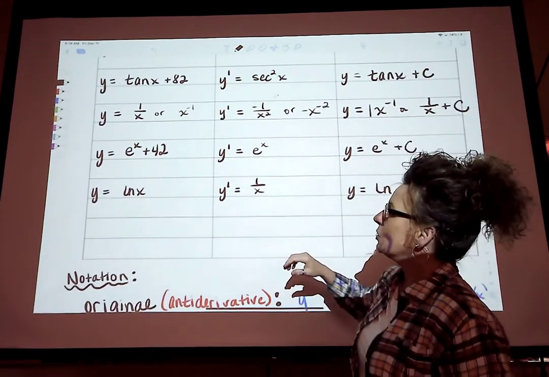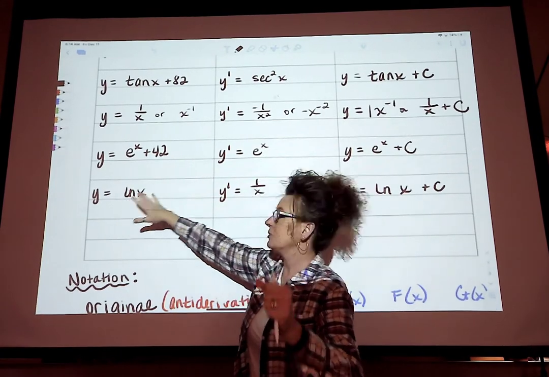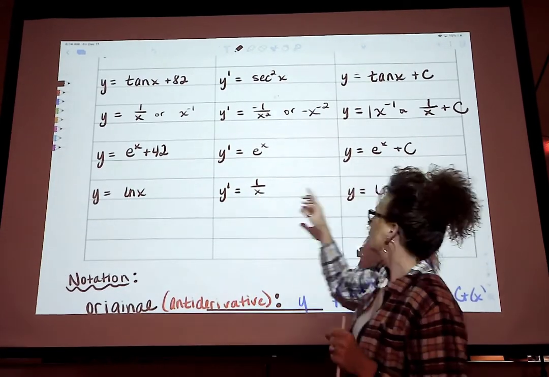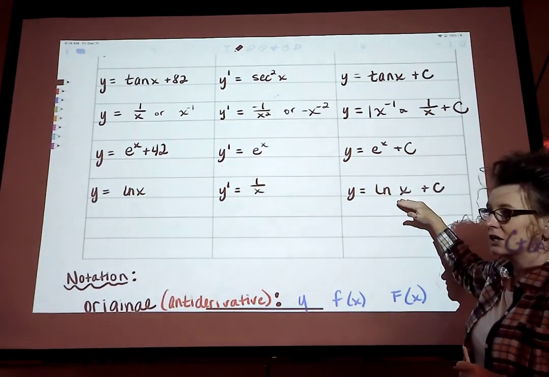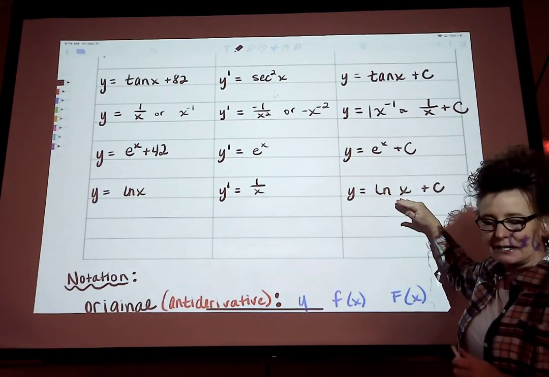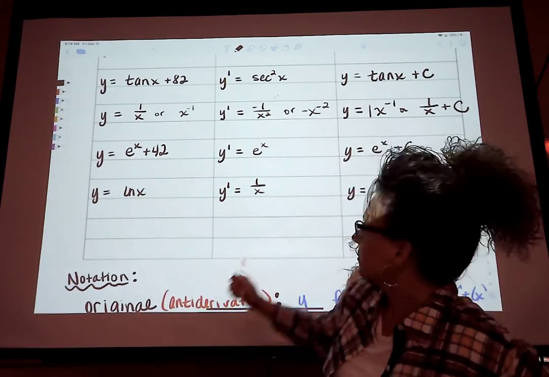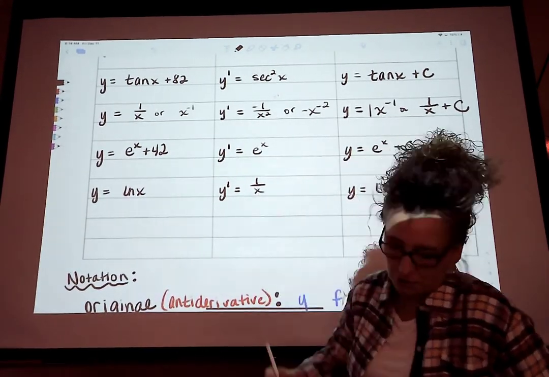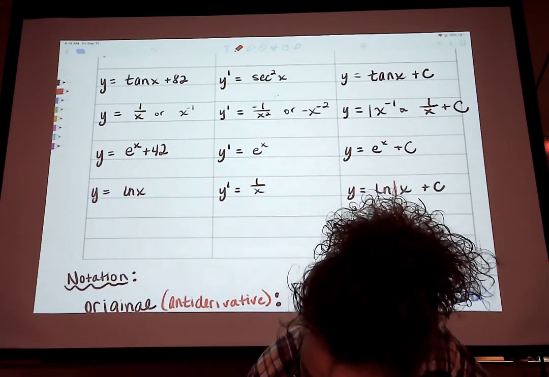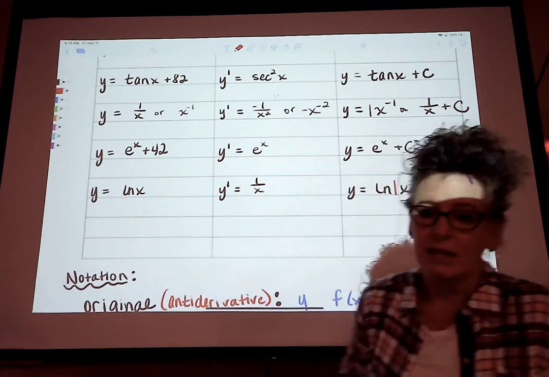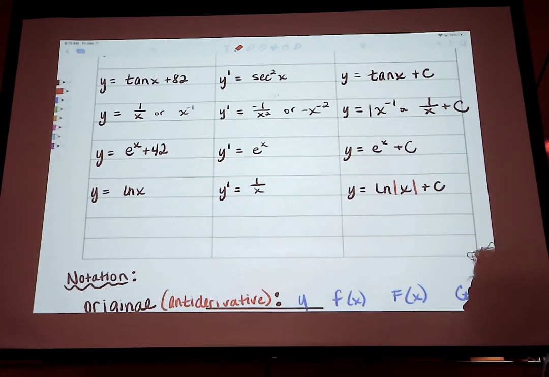When you start with natural log of x and you do a derivative on it, this is what you get. When you work backwards, when you go from here to here, we have some domain issues. So the antiderivative of 1 over x is going to be the natural log of the absolute value of x.